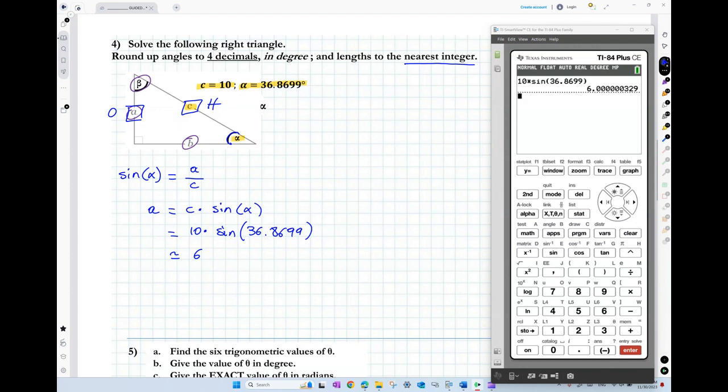Once I have that, I could very well use the Pythagorean theorem to find the missing side B, which states that A squared plus B squared equals C squared, the hypotenuse. And I want to find B, so I'm going to solve for B. The addition of A squared is going to become, on the other side, a subtraction. And finally, I'm going to cross over that square. The inverse is square root.